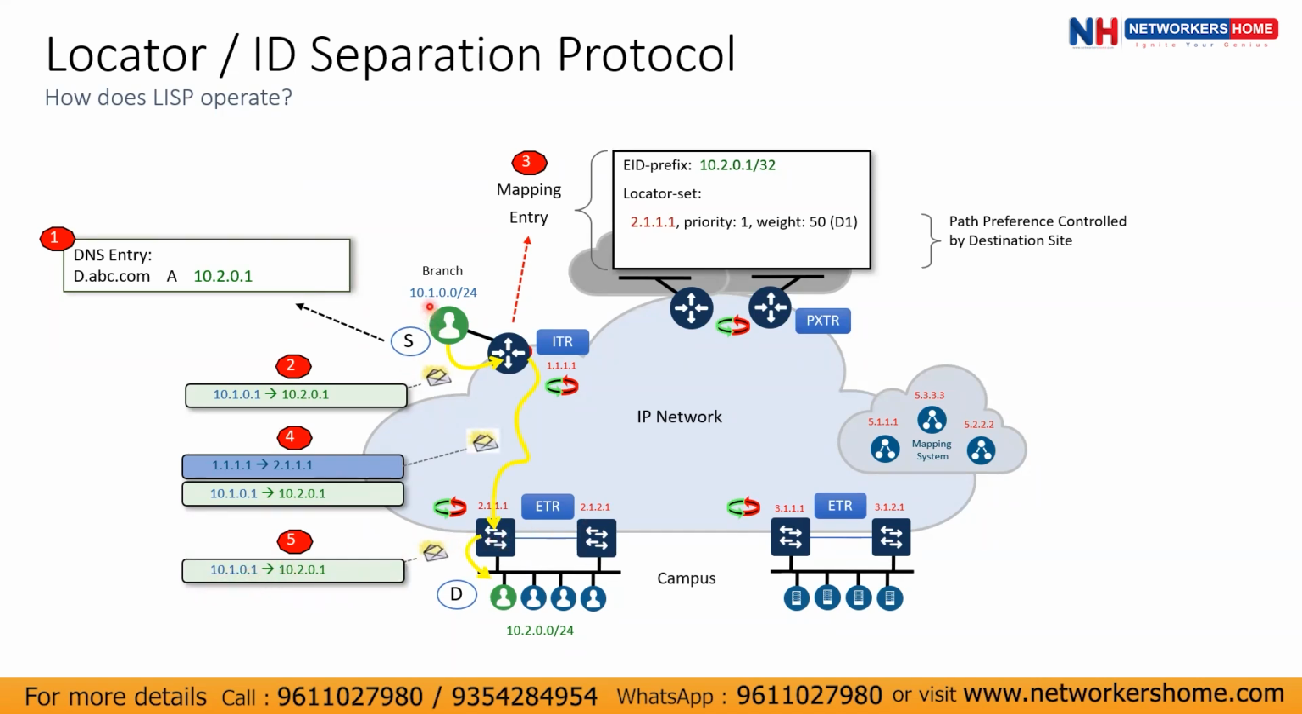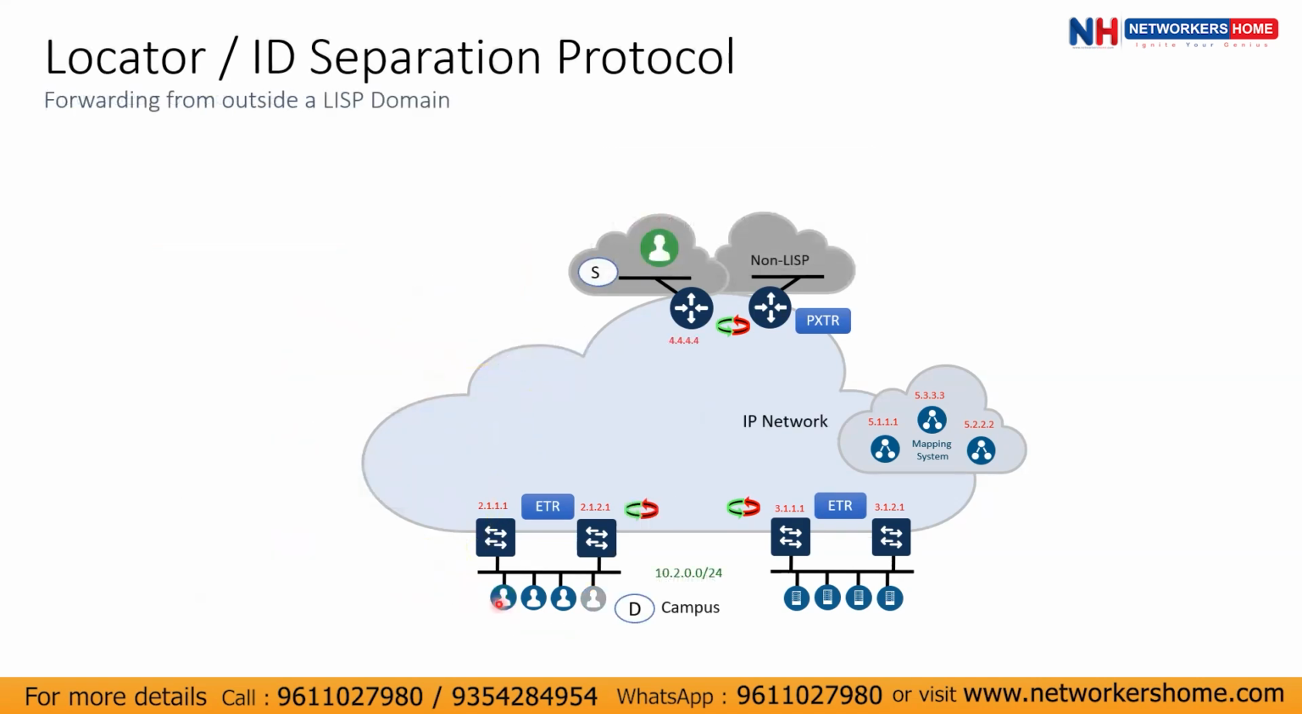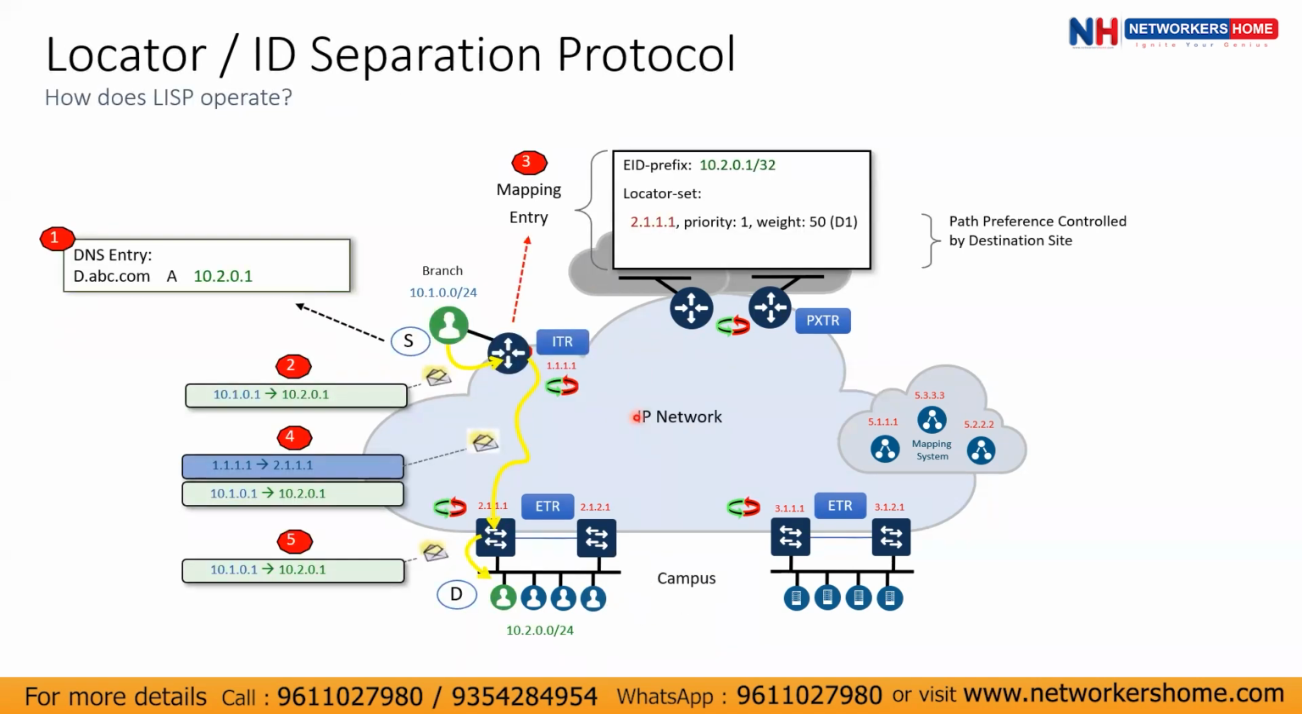Original IP header is 10.1.1.1. Here it is mentioned, right? 10.1.0.1. And it will forward the traffic. Got it? Quite simple. It is a 5-step workflow.